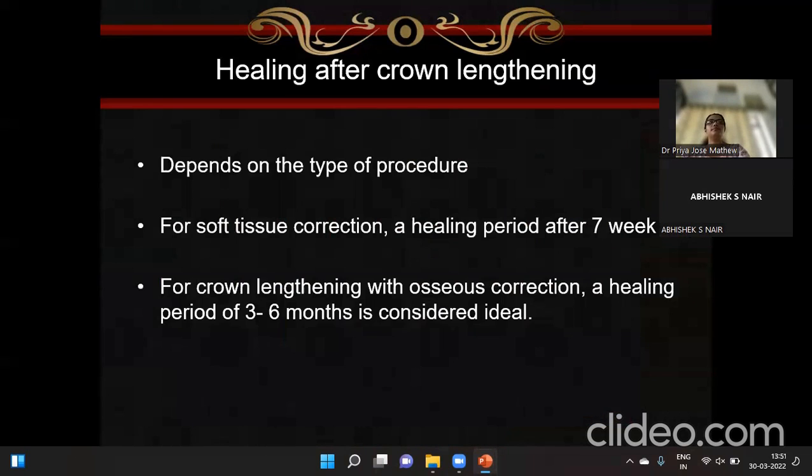Okay. Now, what is the healing after the crown lengthening? Healing after crown lengthening mainly depends on what type of procedure we have done. That is a common question asked by clinicians: when can we give a crown after the crown lengthening procedure? So again, it depends upon what type of procedure we have done, whether it is only a gingival correction, or whether we have done a bone correction. For soft tissue correction, maybe a 7-week healing is fine, but according to the literature, after osseous correction we have to wait for a period of 3 to 6 months.